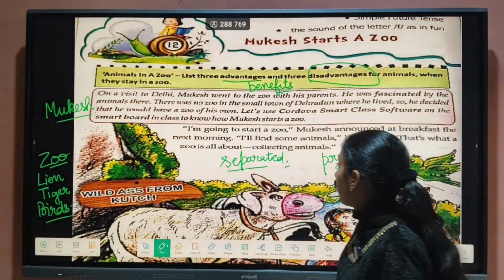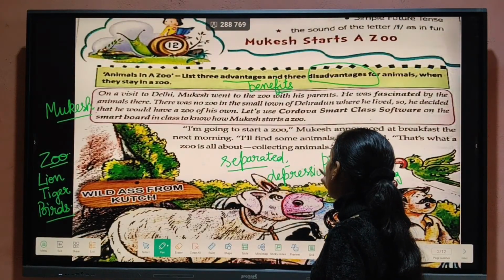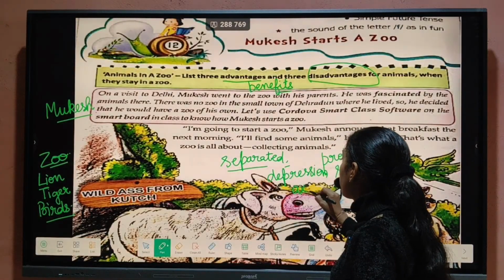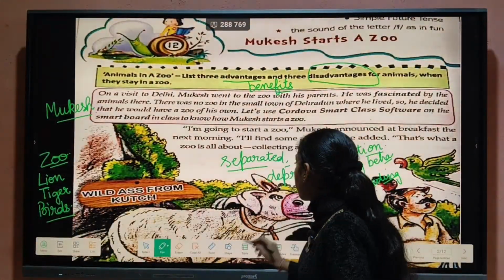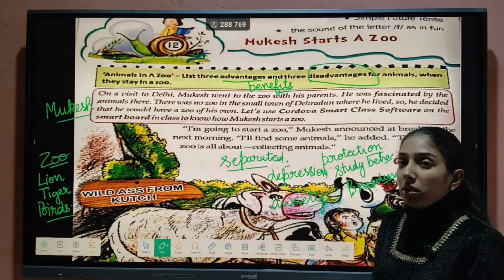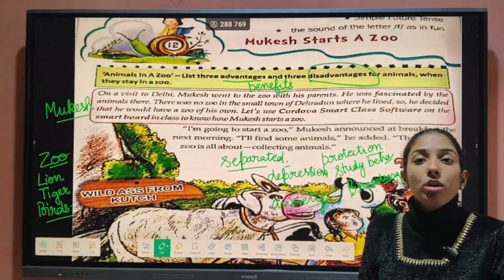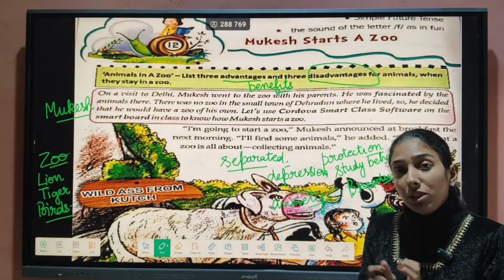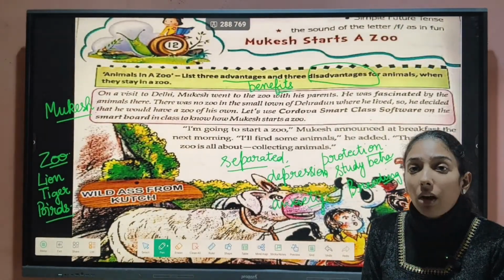Second, beta, they can also go into depression. They can have anxiety. Plus, beta, many people, for their profit to earn a lot of money, torture the animals. So that is also a major disadvantage of opening a zoo.